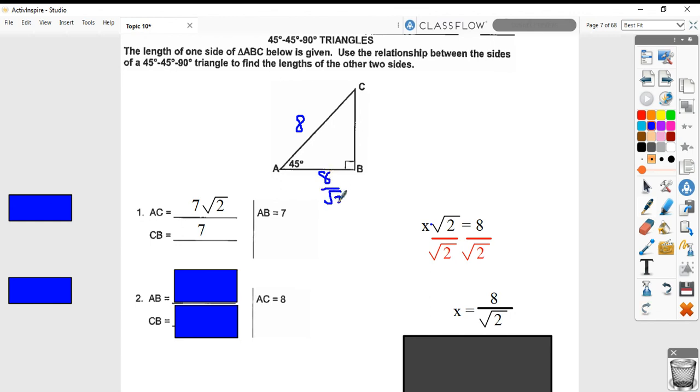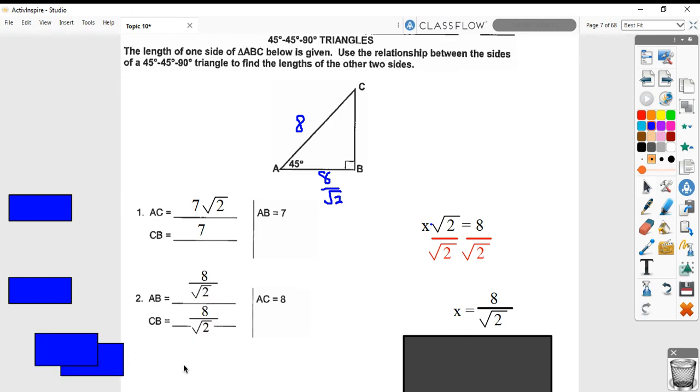And the other thing we know about these special right triangles, these 45-45-90s, is that the legs are both the same length. So if you've got one, you've automatically got the other one also.